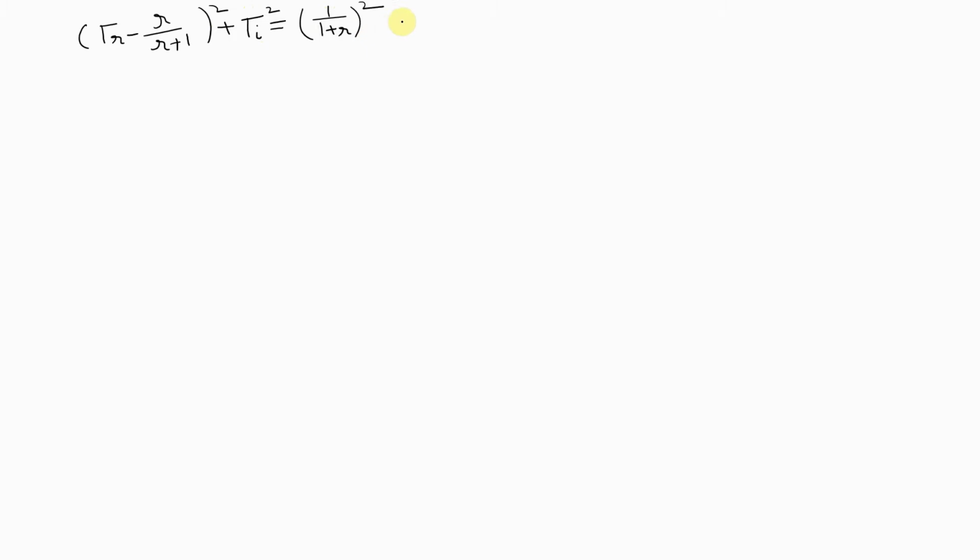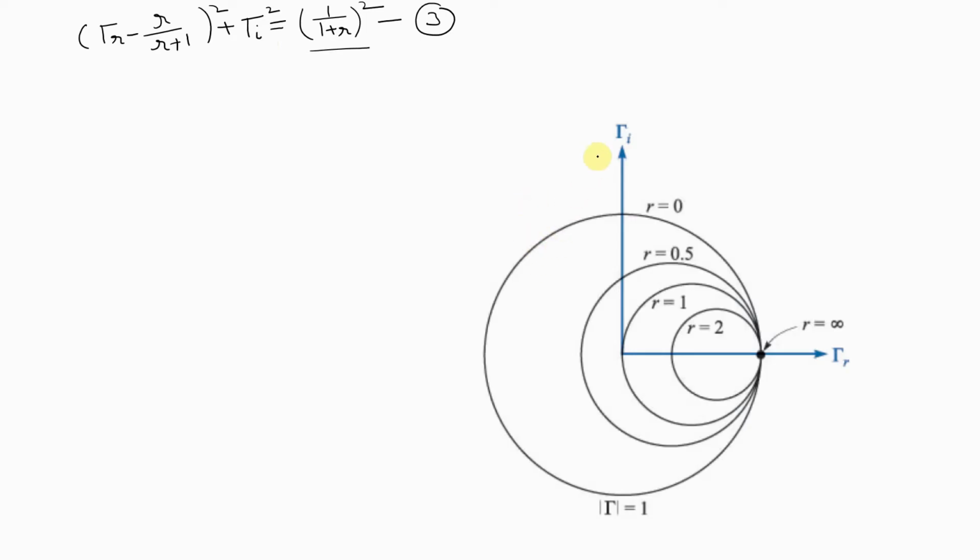This is from equation 1. So let us say this is equation 3. Now you can see this is the equation of a circle, and this circle has radius 1 upon 1 plus r, and its center will be at gamma r equal to r upon 1 plus r and gamma I equal to 0. So this is the center, and if we take gamma r on the x-axis and gamma I on the y-axis, these are the r circles for the different values of r.